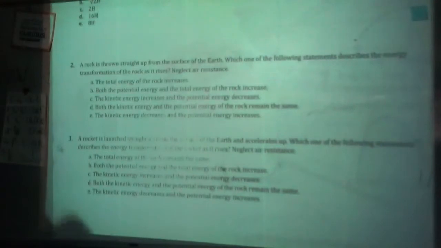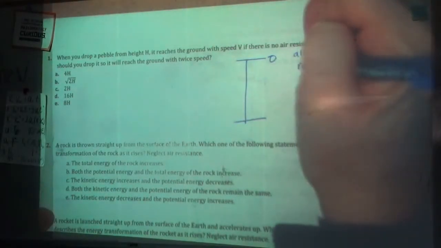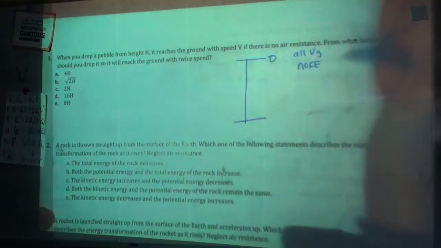Number one, when you drop a pebble from a height h, it reaches the ground with a speed v if there is no air resistance. What height would you want to drop it so that it reaches the ground with twice the speed? So it helps to draw a picture. Think about, you drop a pebble, so that means it's all UG, there's no kinetic energy because I dropped it.